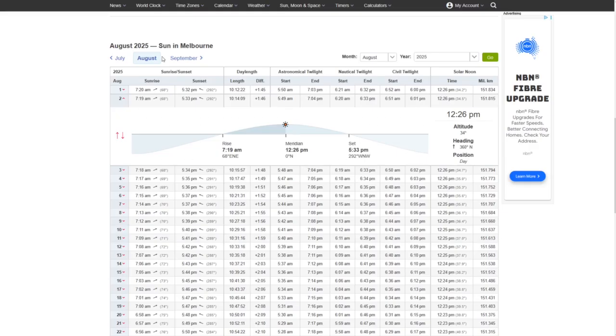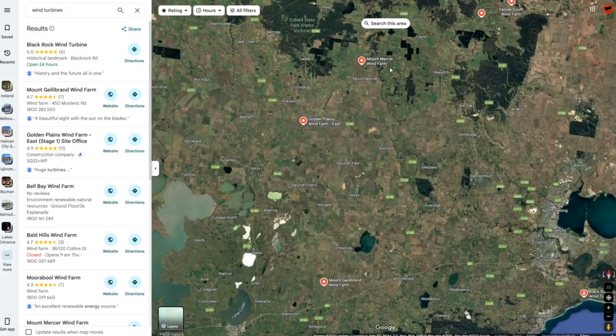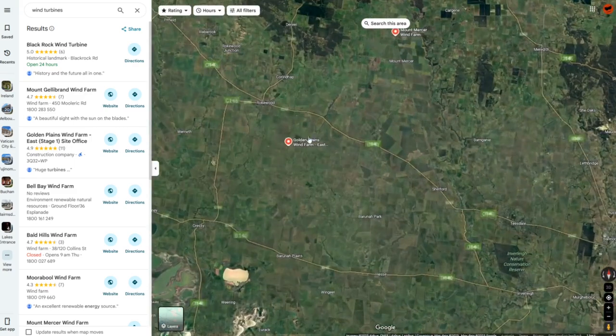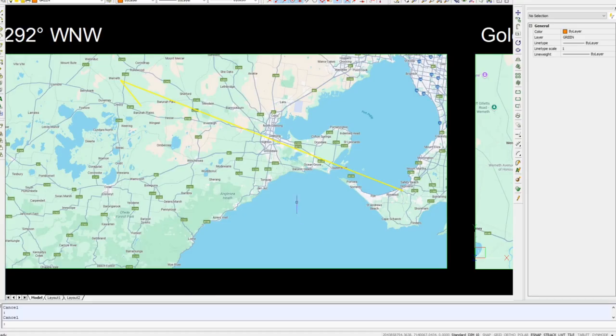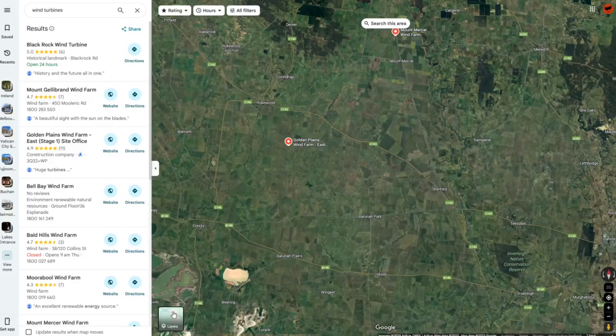So what I did is I went and found out where the wind turbines were. There's a couple of wind turbines around, but this one seems to be near Rokewood, right? And so Rokewood is right up here. So it's in this region. Now, if you see the way that this yellow patch works there, I've got to flick it over to here.